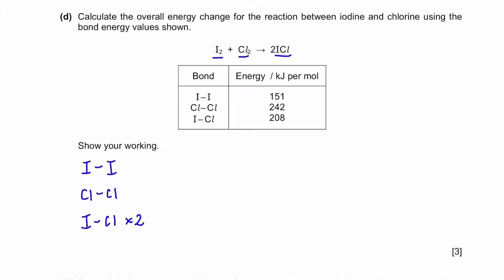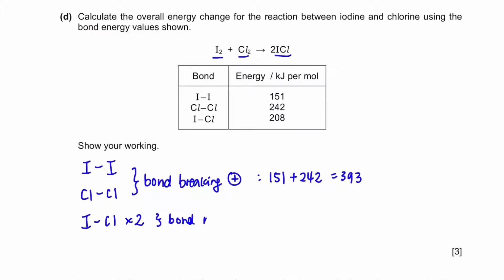The substances on the left-hand side are the reactants, and being reactants, their bonds will break. And bond breaking requires gaining energy, so you will give a positive number. So it will be 151 plus 242 equals 393. Then for the product side, it is bond making, meaning they will release heat and it will give a negative number. The calculation goes this way. Negative 208 times 2, because there are 2 moles, equals negative 416.